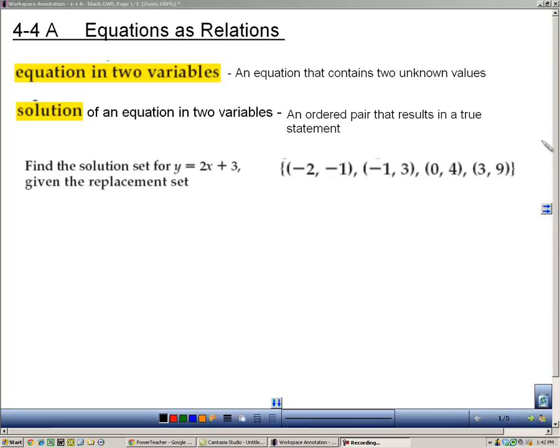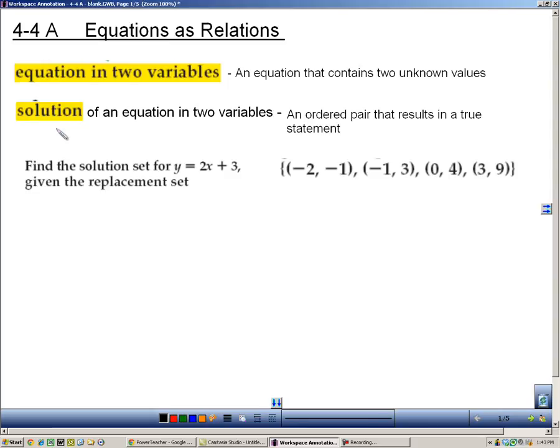Section 4.4a is about equations as relations. If you remember from previous sections, we learned that a relation is a set of ordered pairs. Now, since ordered pairs have an x and a y value, it makes sense that if you have an equation with two variables, that's an equation that contains two unknowns. Well, if you have an equation like that, that means your answers will contain two numbers that go in for those variables, therefore your answers will be relations.